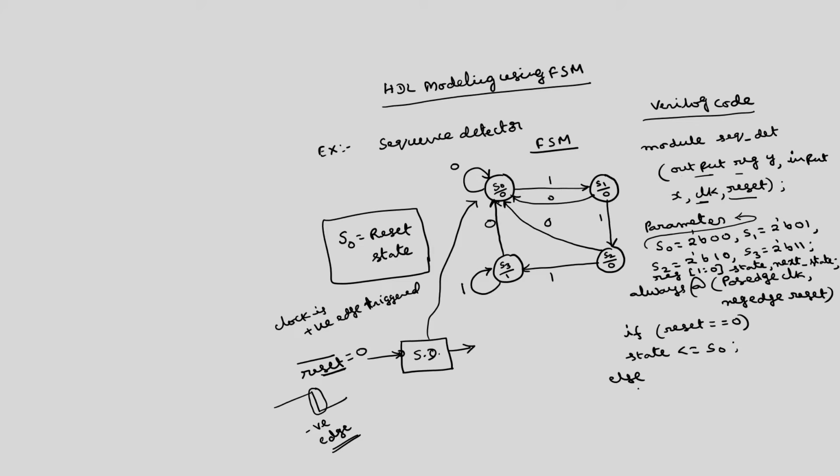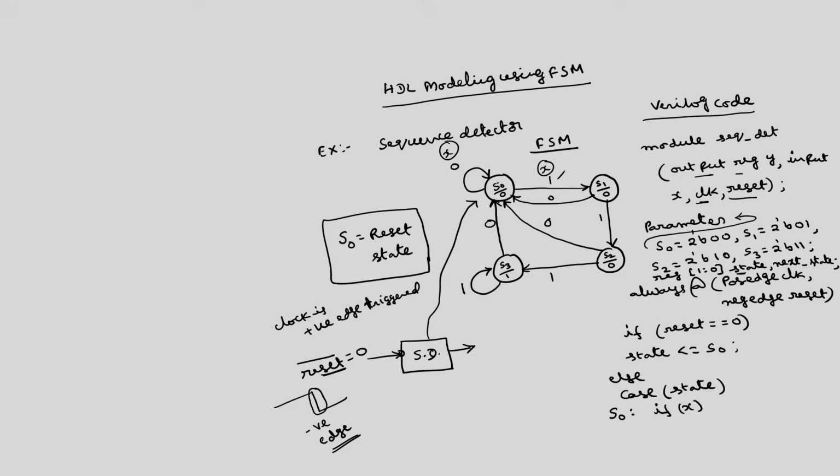Else case, now we have 4 different values of this state. So, this state is a 2 bit value. State 0 is the LSB, state 1 is the MSB. Okay. So, we have already defined S0, these are x, this represents x.